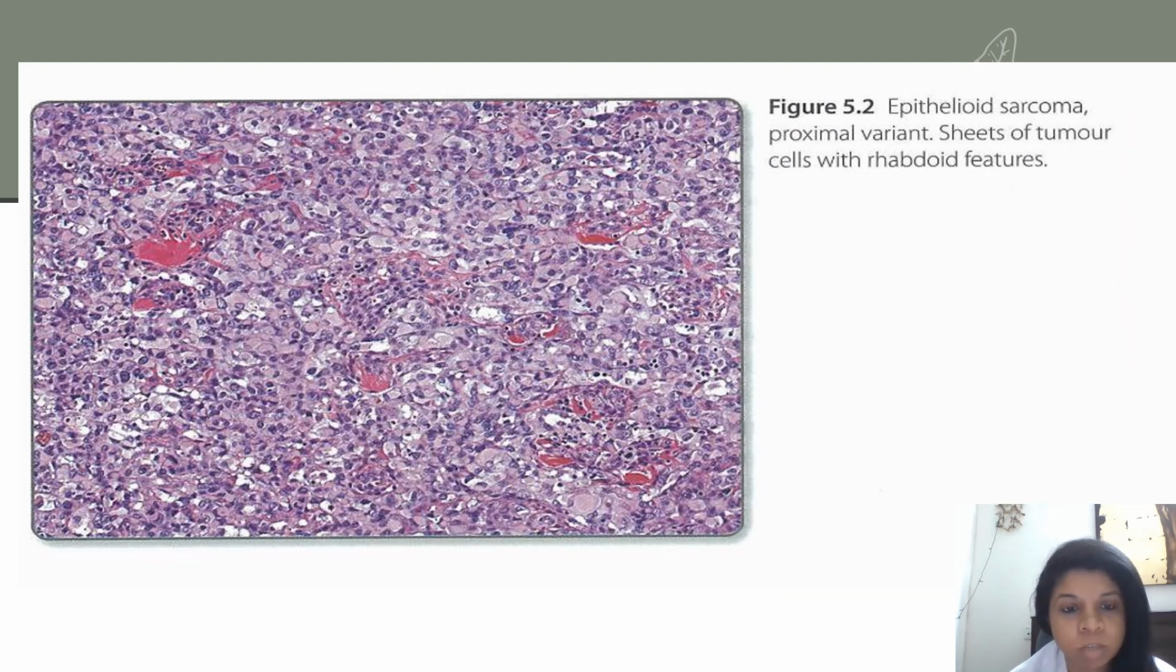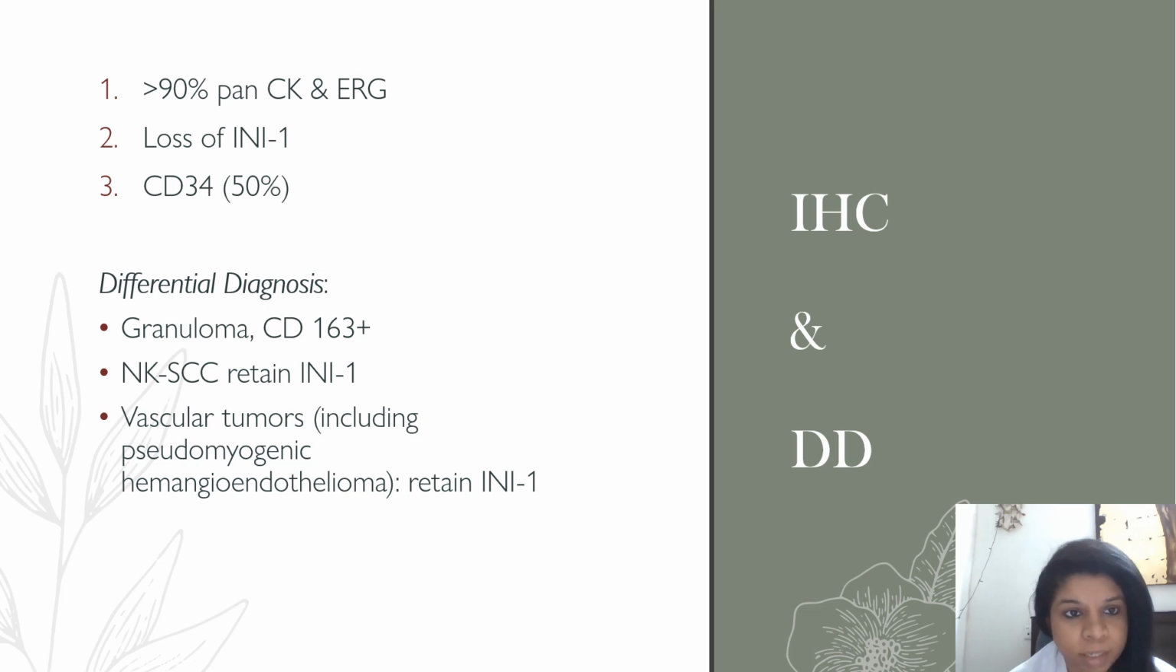And here in the proximal type, you can see they are more aggressive with larger nuclei, and they can show rhabdoid morphology, that is with abundant cytoplasm and an eccentrically placed nucleus. As I said, in IHC they show pan-CK and loss of INI1. They can show CD34 as well. CD34 positivity means you should distinguish it from other vascular tumors that also show CD34 positivity, like pseudomyogenic hemangioendothelioma. They are morphological mimics. But the thing is that they retain INI1, and here in this tumor, we have loss of INI1.